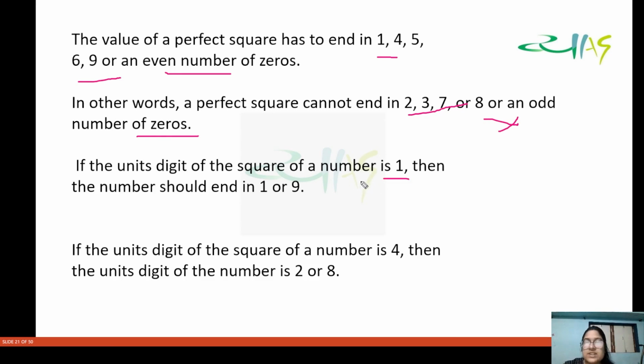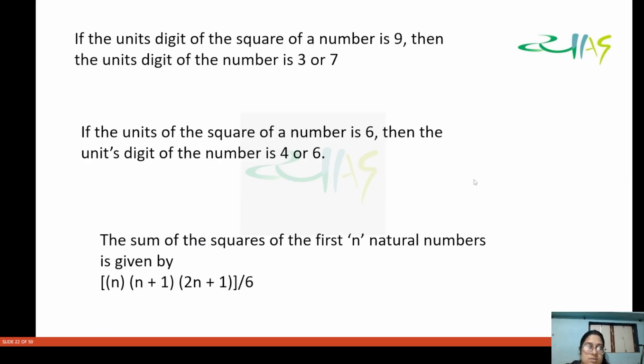देन आपको क्या पता है कि अगर यूनिट डिजिट 1 हो तो या तो नंबर 1 में एंड हुआ होगा या तो नंबर 9 में एंड हुआ होगा। देन, if the unit digit of the square of a number is 4, then the unit digit of the number is either 2 और 8। इसका मतलब क्या है कि अगर स्क्वायर की यूनिट डिजिट 4 है, तो जिस नंबर का स्क्वायर किया हुआ है उसकी यूनिट डिजिट या तो 2 होगी या तो 8 होगी। All right, now I hope everybody is clear with these general observations. It will help you in finding the squares. And let's just move here.